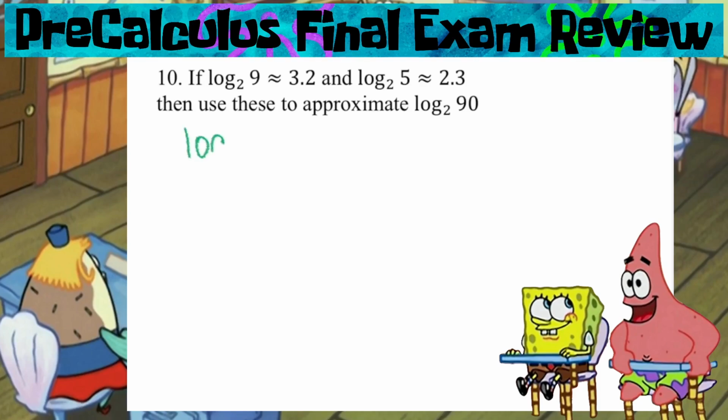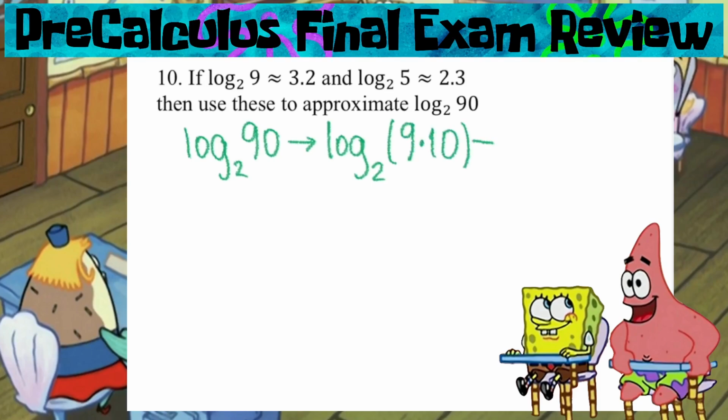So what I'm going to do is rewrite log base 2 of 90 using, not quite a prime factorization, but I'm going to break down 90 into a product where the numbers like 9 and 5 will come into play. And you might be thinking, well, I don't have 10 though, I need 10. If you're thinking that, that's great, because 90 is 9 times 10, and 10 is 5 times 2, so log base 2 of 9 times 5 times 2. Okay, so far so good.